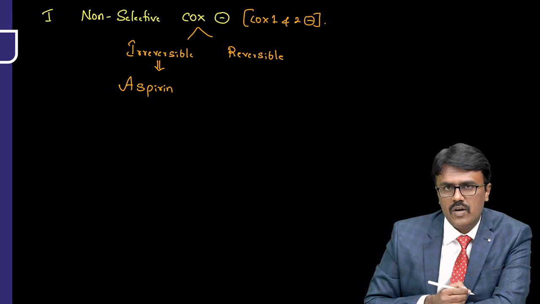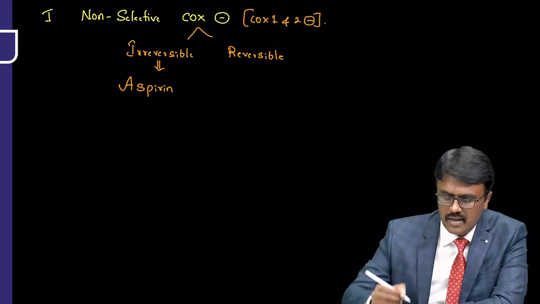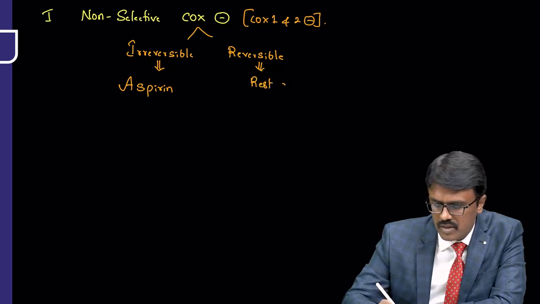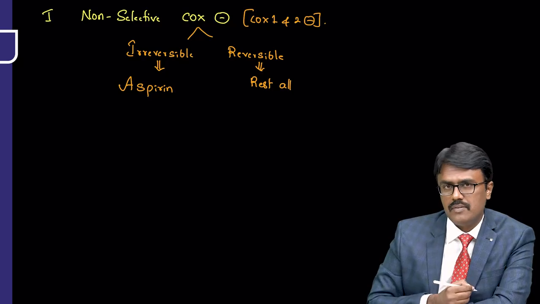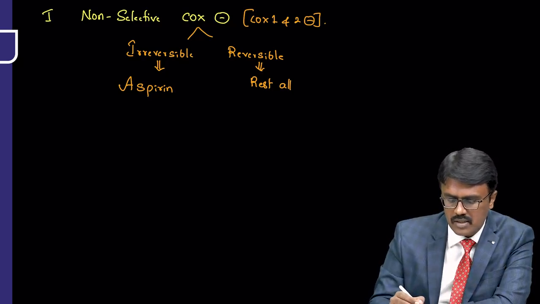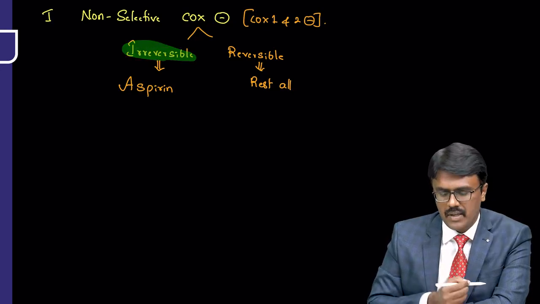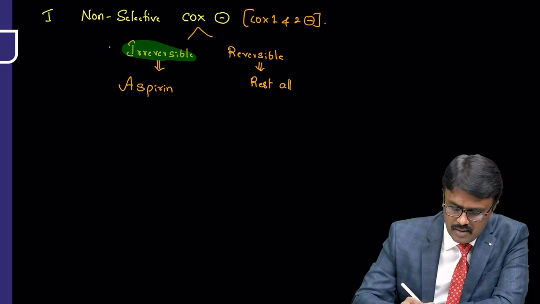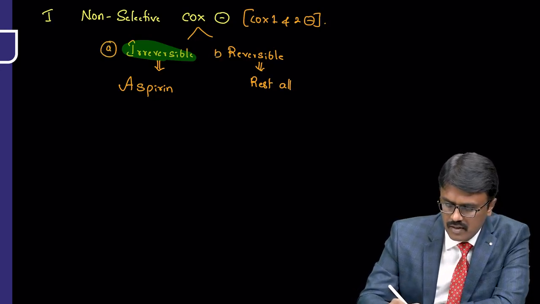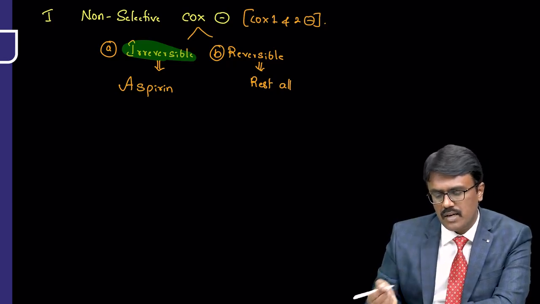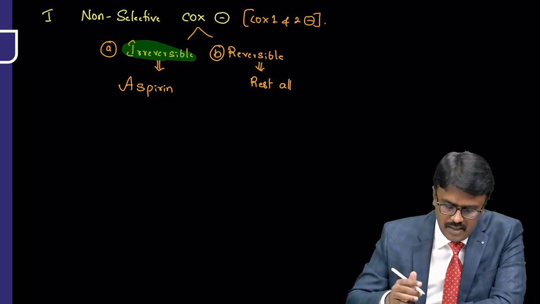Aspirin is also called acetyl salicylic acid. All the others, which I am going to discuss later, are reversible. So the only irreversible COX inhibitor is aspirin. Under this heading I'll be discussing the reversible and irreversible COX inhibitors. So non-selective we have irreversible and reversible. Let me take up the irreversible COX inhibitor.